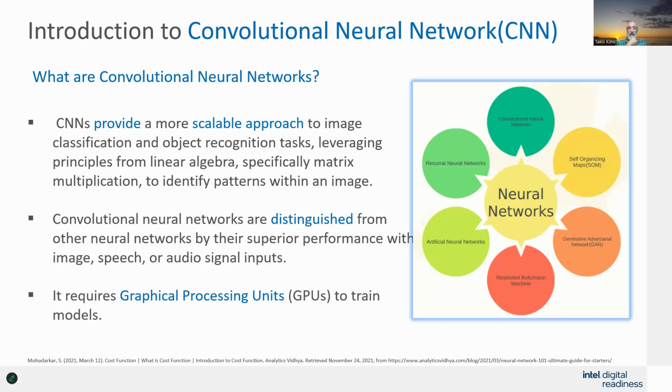CNNs provide, it says, a more scalable approach to image classification and object recognition tasks. They use linear algebra, basically matrix multiplication, to find patterns within an image, right? And we've talked about this a little bit already. They're distinguished from other neural networks by their superior performance with image, speech, and audio signal inputs. So these do really well with that type of thing.